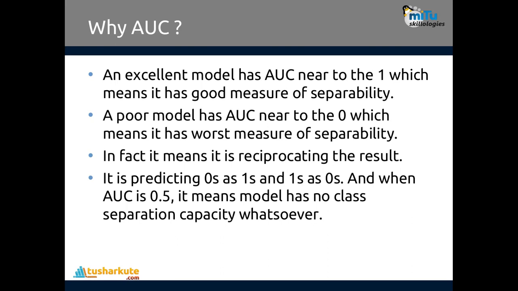The poor model has an AUC near 0, which means a worse measure of separability. In fact, it means it is reciprocating the result. It is predicting zeros as ones and ones as zeros. And when AUC is 0.5, it means the model has no class separation capacity whatsoever.